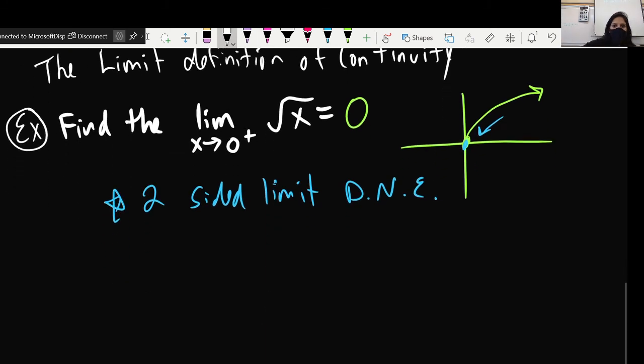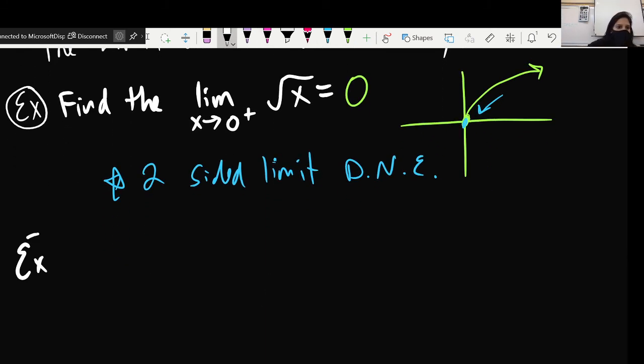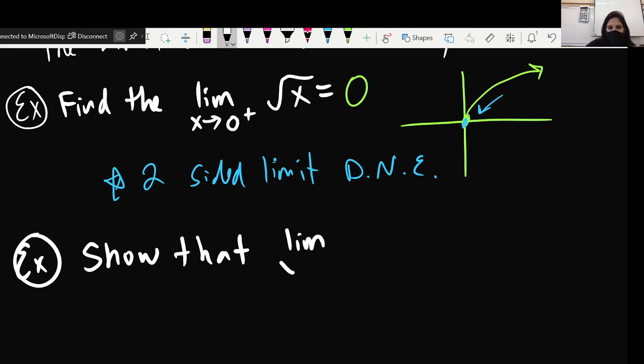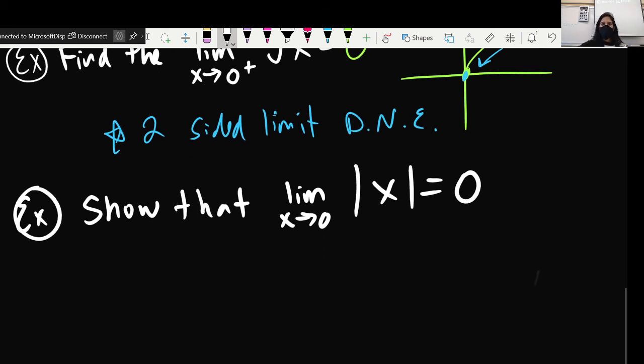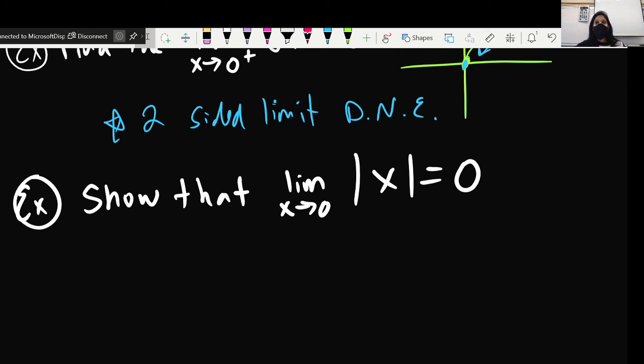One last one, and then I'll give you some work to do with this. Show that the limit as x approaches 0 of the absolute value of x equals 0. So you're not finding the answer, you're given the answer, but you have to show that this is in fact true.